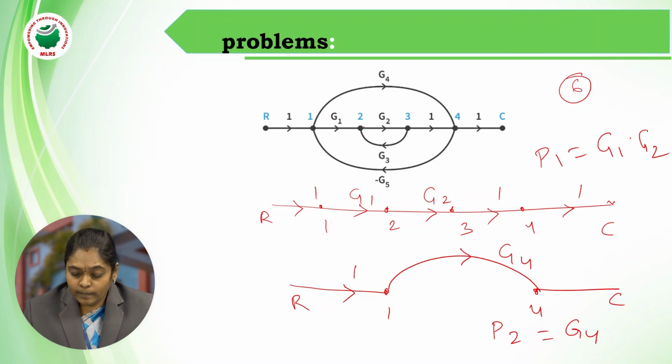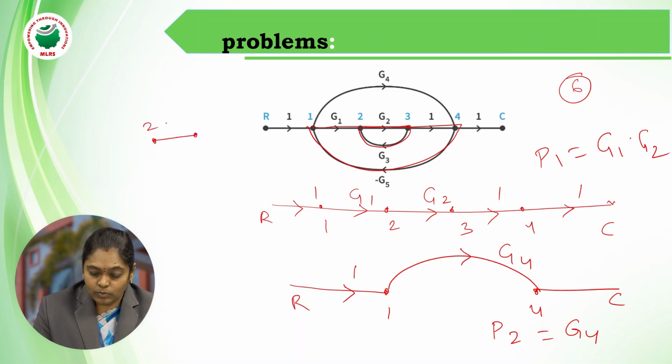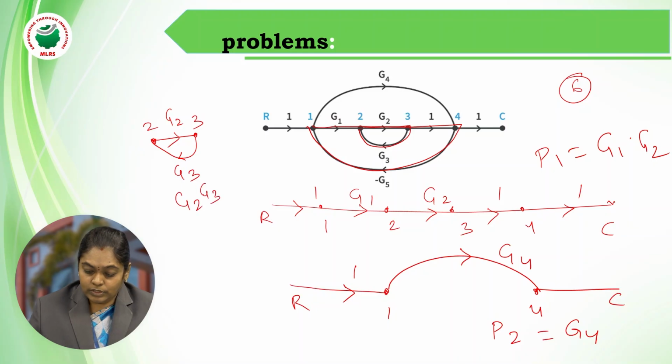And if you observe here, there is a path or a loop starting from 2 and ending at 2 itself. So it is one loop. And the second loop is starting from here and ending here. So it consists of two closed paths. One closed path is G2, G3, and the second closed path is G1, G2, and G5. So if you draw the first path, 2, 3, this is G2 and this is G3. So the first closed path is G2, G3.